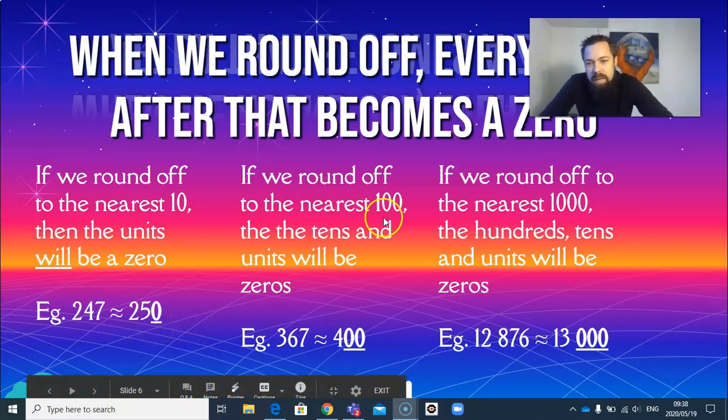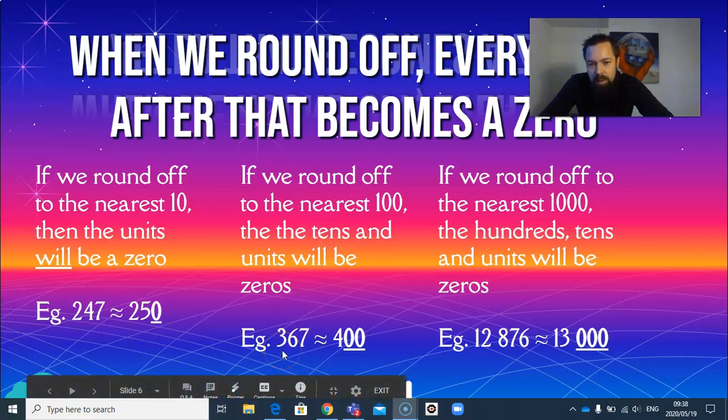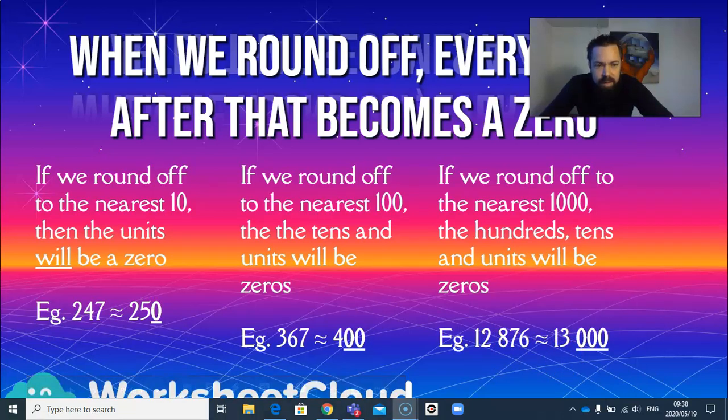If we round off to the nearest 100, then the tens and the units will be 0. So in other words, we're rounding off to the nearest 100. So there's our 100, and if we look at our answer, then everything after the hundreds place is 0. And if we round off to the nearest 1,000, then the hundreds, tens, and units will be 0. So for example, I've got 12,876. So I'm rounding off to the nearest 1,000. So there's my thousands column. Everything after the thousands column is a 0.